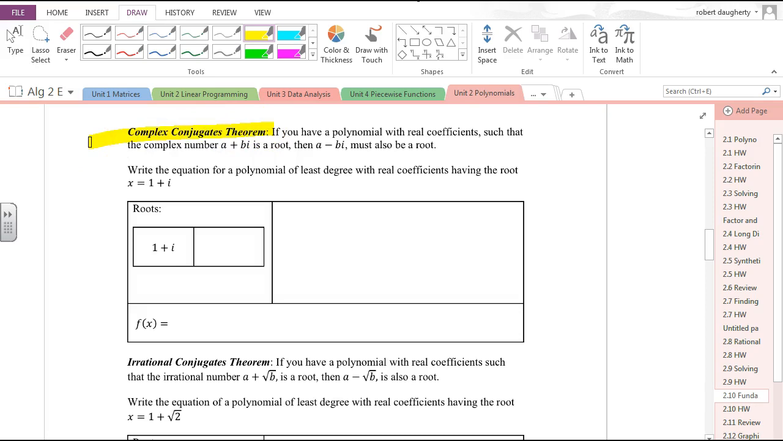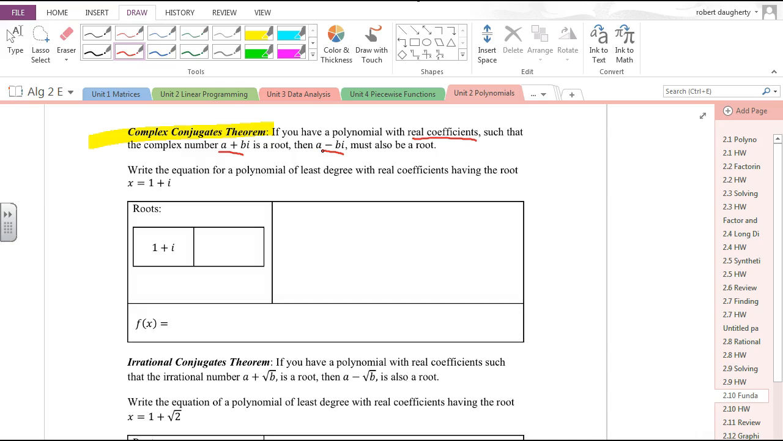The complex conjugates theorem. Have we ever used complex conjugates before? When we dealt with complex numbers, if we were dividing by 1 plus i, you'd have to multiply by 1 minus i over 1 minus i. Okay? So if you have a polynomial with real coefficients, and it has a complex root, a plus bi, it also must have a root of a minus bi. If it's going to have real coefficients, the only thing you can multiply an a plus bi by and get real is a minus bi.